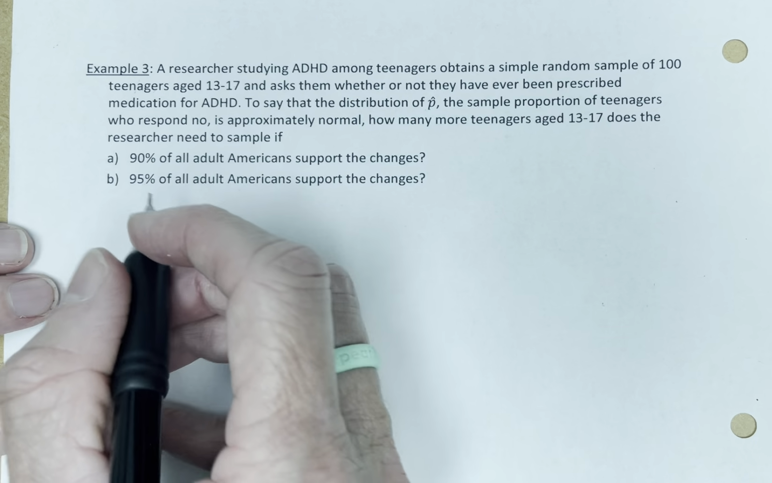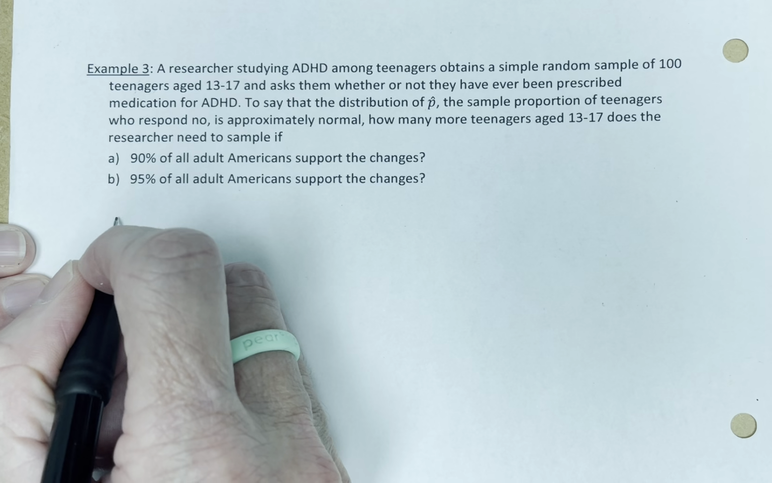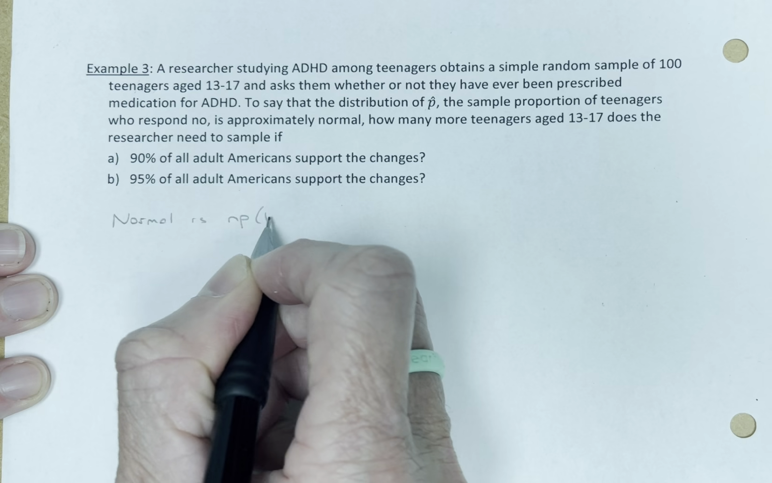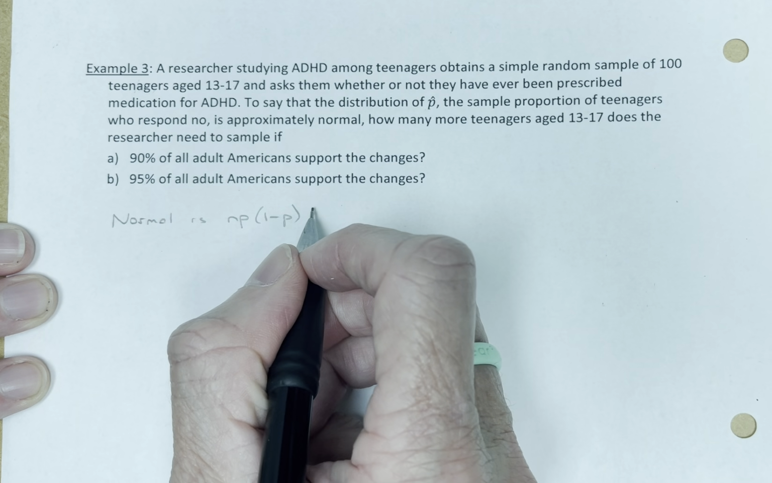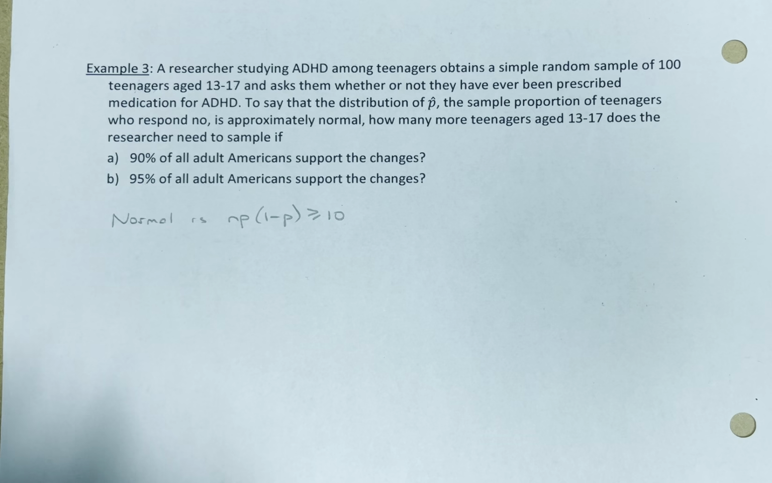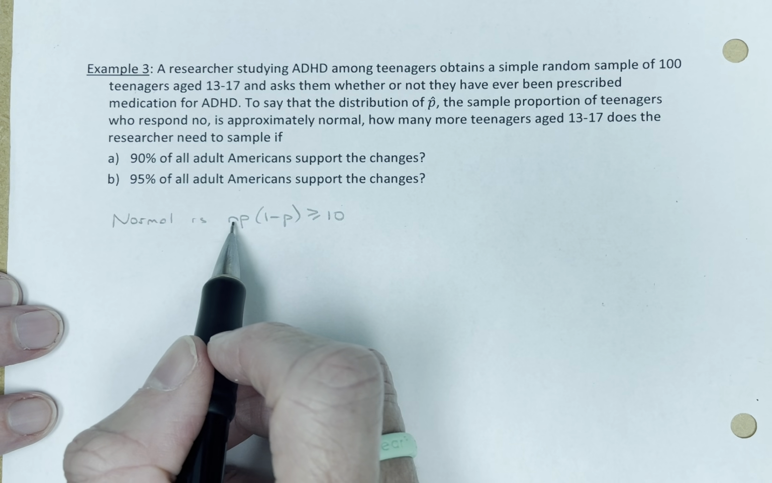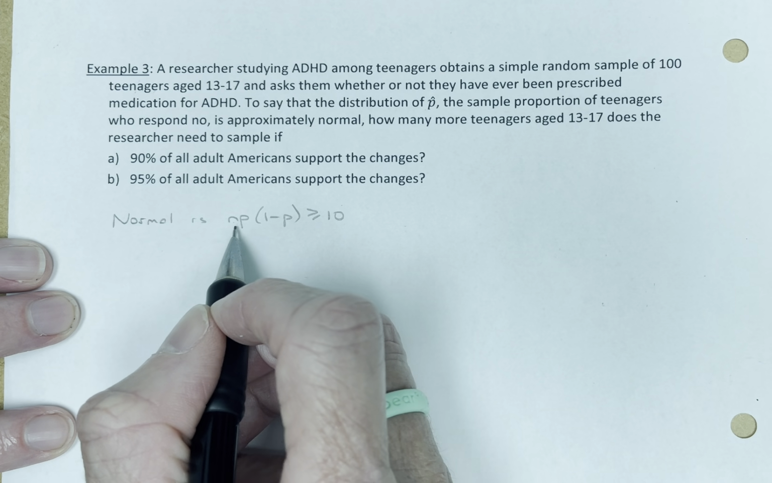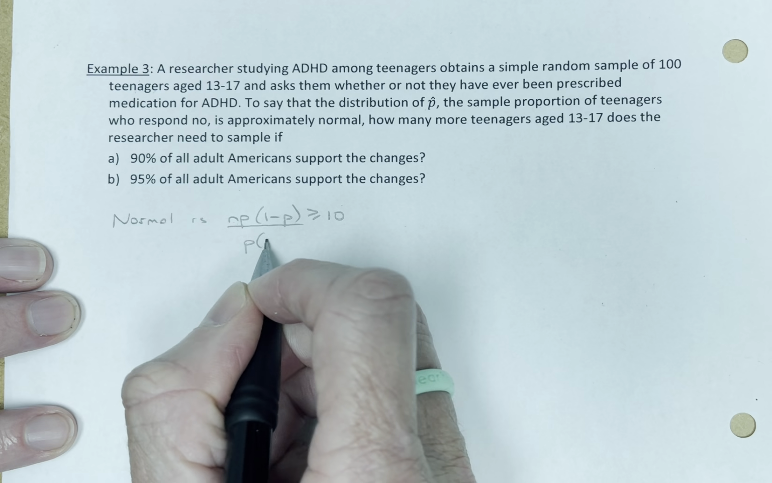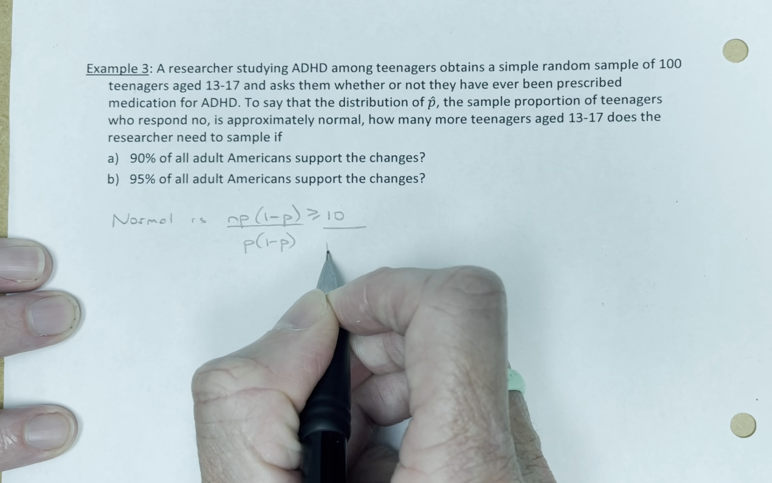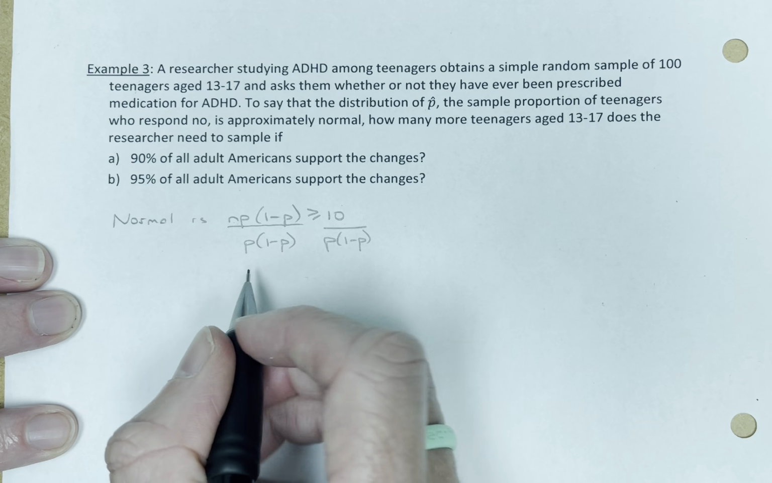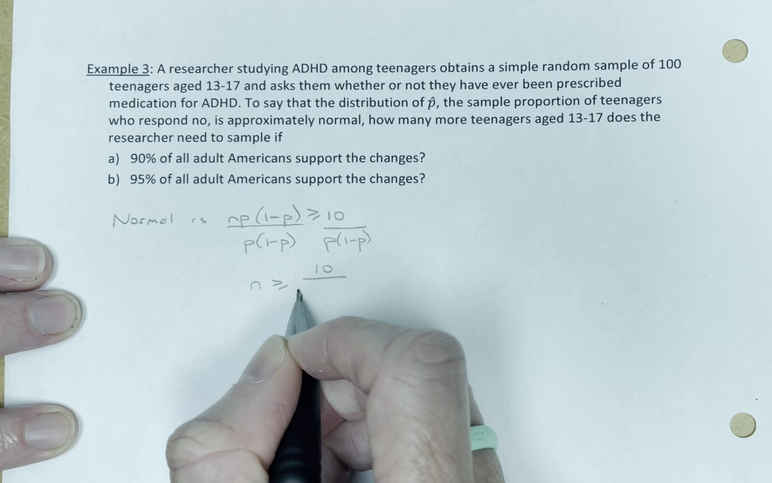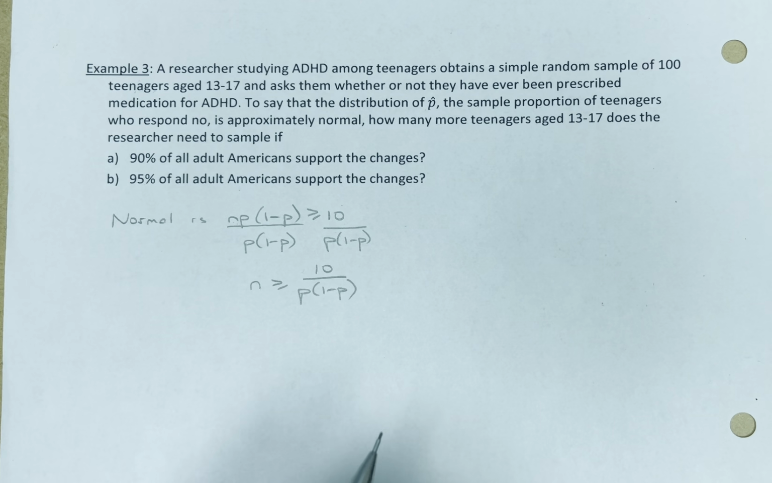Okay, well, we know that normal is n times p times 1 minus p. This is the key piece that speaks to normal and that ties in how many we need. Okay, so let's solve this for n. I'll divide both sides by p times 1 minus p, and n must be greater than or equal to 10 divided by p times 1 minus p.